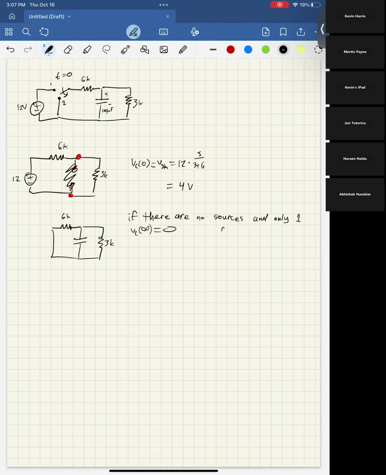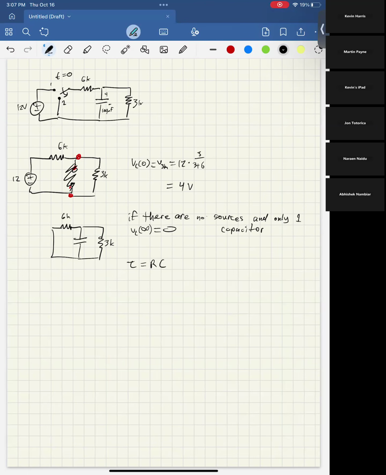Only one capacitor. Because as you saw in the homework problem, it's not always the case. Like homework question 2, where no current flowed. But if there are no sources and only one capacitor, then you can assume that your VC of infinity is 0. Okay, and then last but not least, we need to find our tau, which is R times C.